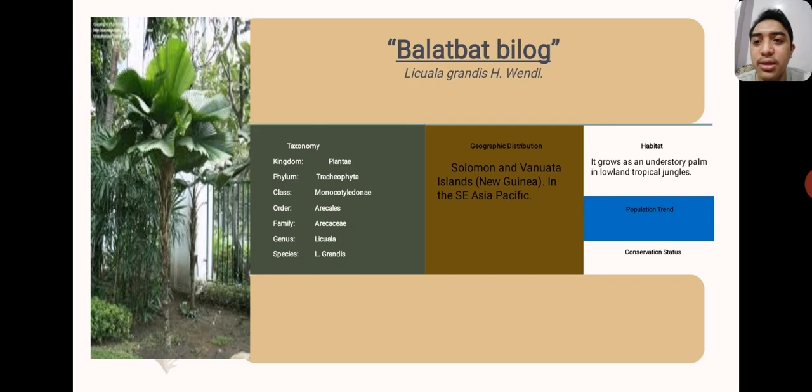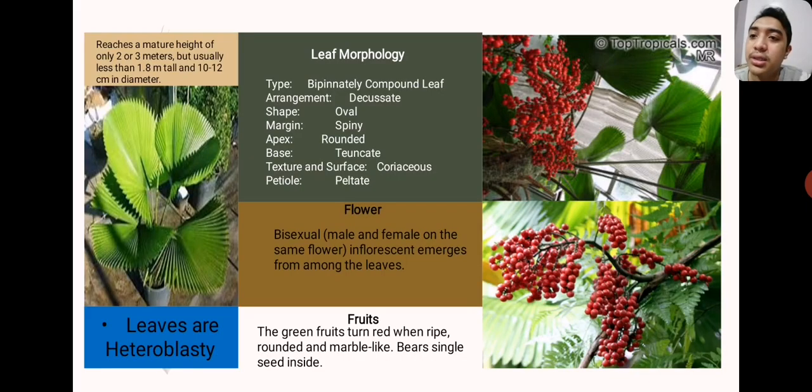in the Southeast Asia Pacific. Habitat: it grows as an understory palm in lowland tropical jungle. The population trend and conservation status, I didn't find it. This species reaches a mature height of only 2 to 3 meters, but usually less than 1.8 meters tall and 10 to 12 centimeters in diameter.